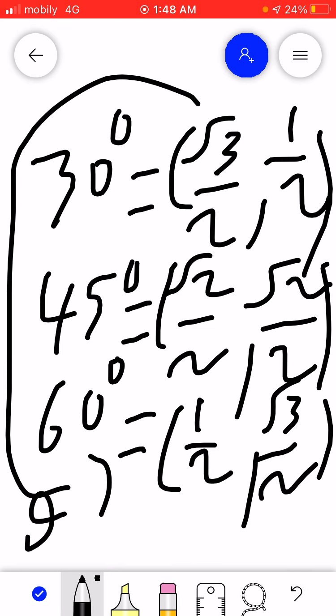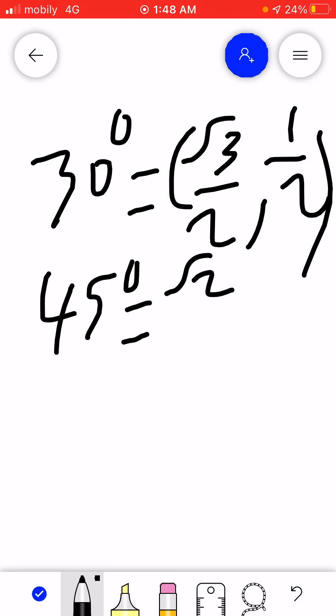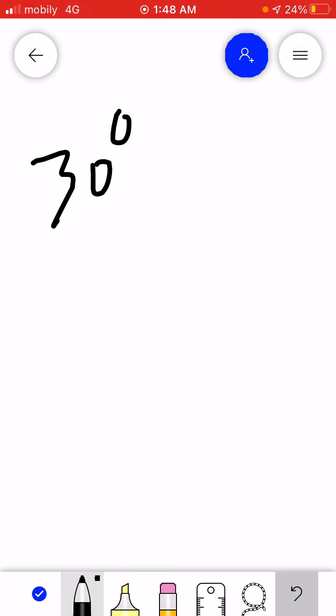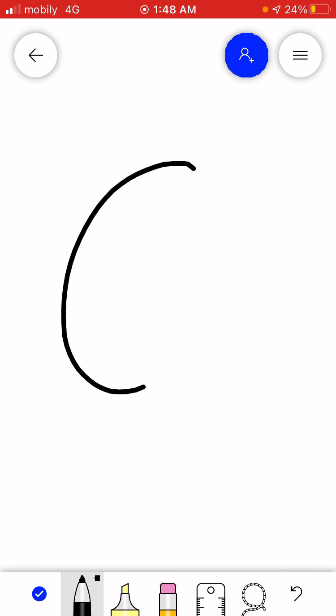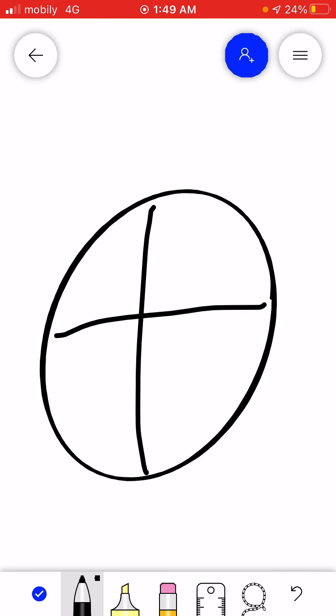All right. So this is basically how we need to know it. This is the basics. So understanding this quadrant, we now understand the first quadrant.